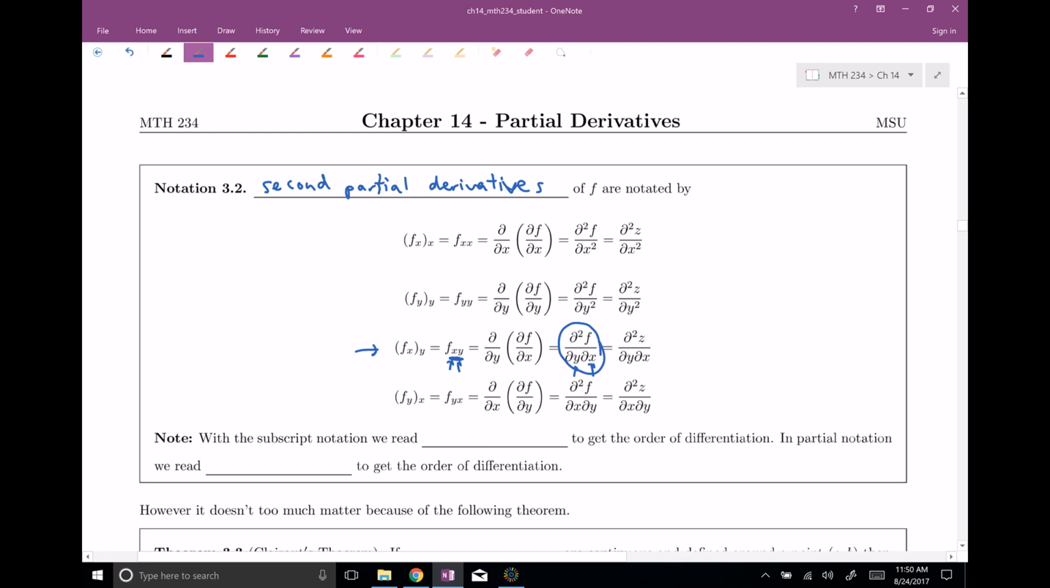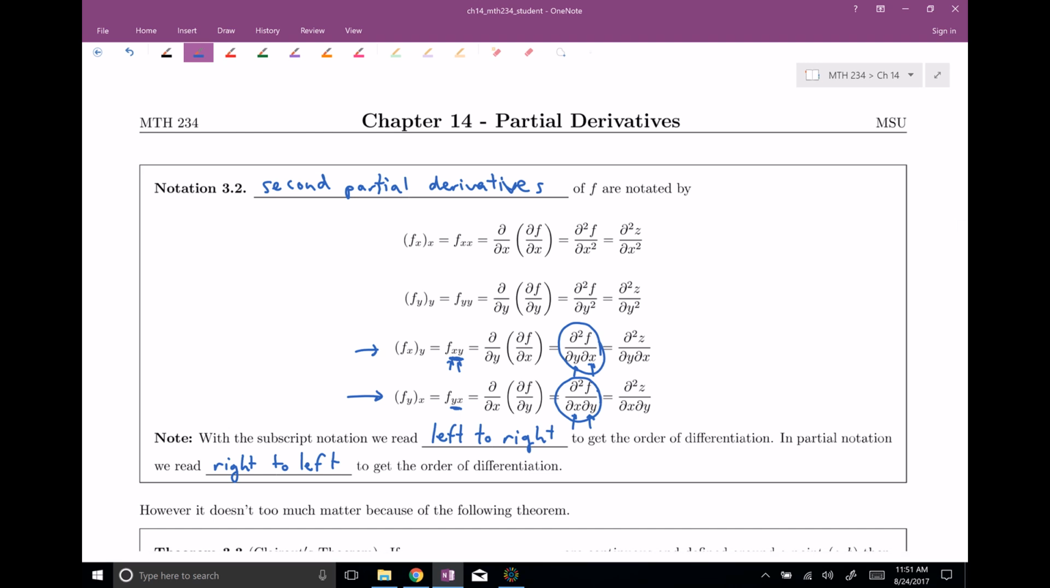With the subscript notation, we read left to right to get the order of differentiation. In these partial notations, so this one over here, we read right to left to get the order of differentiation. And so again, this is modeled here when you first take a derivative with respect to y and then x, right? So here with the subscript notation, you would use yx to say first y, then x. But over here, if you're using the partial notation, you say first y, then x, right? You read in the opposite order, right to left, instead of left to right.